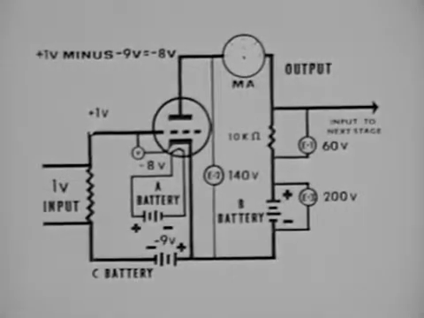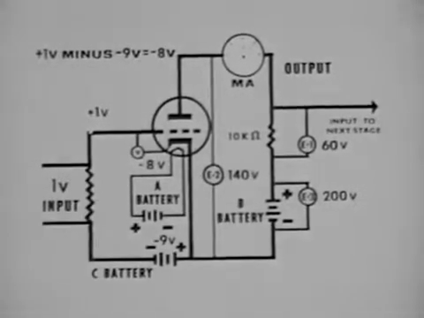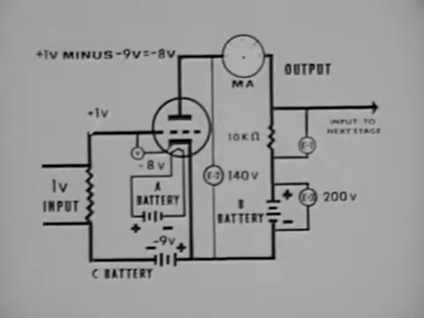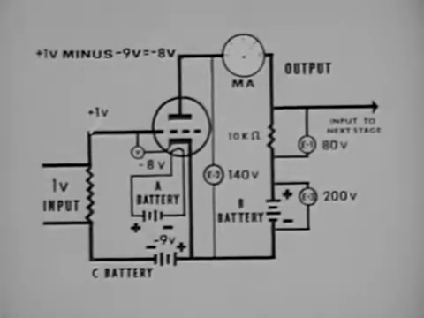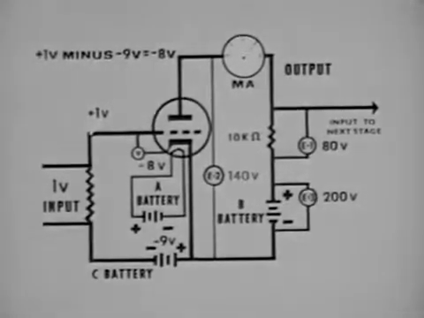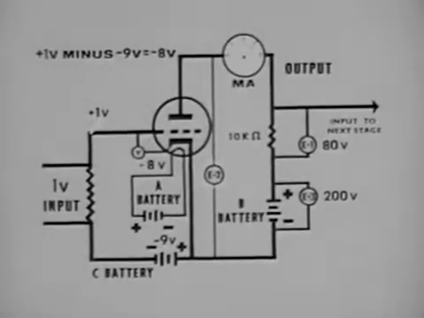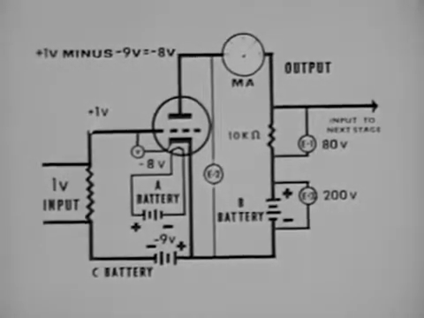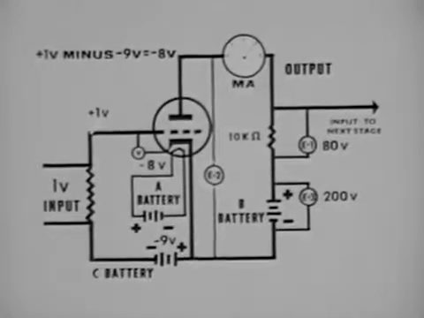This reduction of the voltage difference between the grid and cathode allows more current to flow. If the current flow increases to 8 milliamperes, this causes the voltage across the load resistor to increase to 80 volts. The voltage between the plate and cathode will consequently decrease to 120 volts.